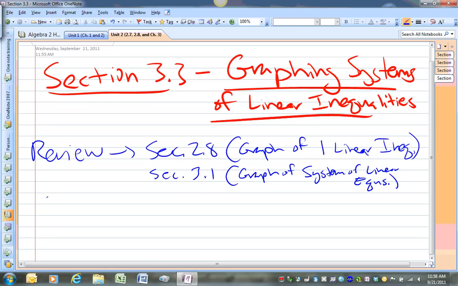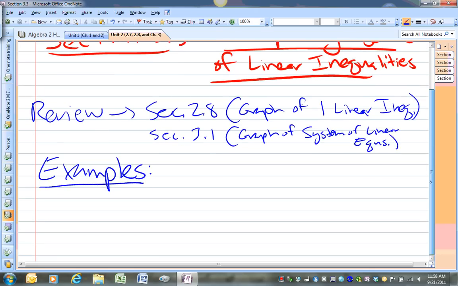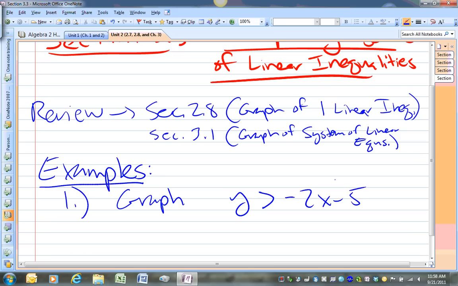So let's go straight to an example, and we'll maybe do two or three. I want to try to keep this video short, so I won't try to do too many today. So number one, let's say you're asked to graph the following: y is greater than negative 2x minus 5, and y is less than or equal to x plus 3.